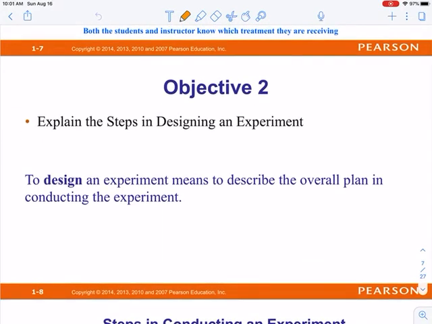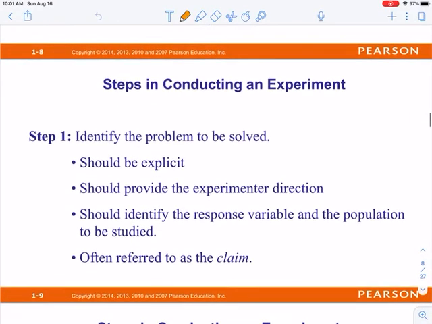For objective number 2, we're going to explain the steps in designing an experiment. To design an experiment means to describe the overall plan in conducting the experiment. The first thing that we want to do is identify the problem to be solved. It should be explicit, it should provide the experimenter direction, and it should identify the response variable and the population to be studied, and often we're going to refer to this as the claim.